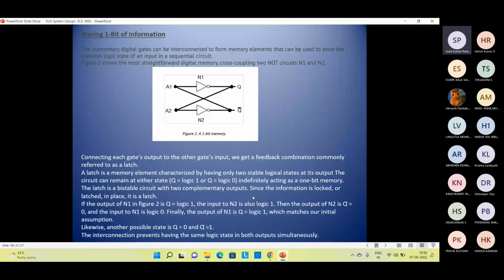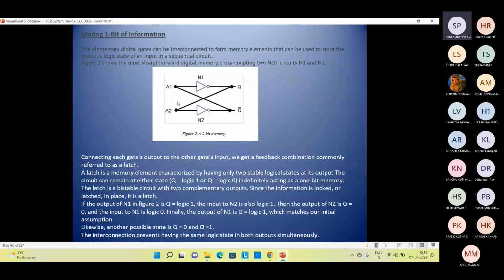Okay, so how can it be done? If you can see here, I'm taking an example with two NOT gates, one is N1 and the other is N2. In the figure, there are two inputs A1 and A2, and the outputs are Q and Q bar. The input A1 is connected to the first gate, and the output we get from the N1 NOT gate is connected to the input of the second NOT gate. Similarly, the output of the second NOT gate is connected to the input of the first NOT gate.